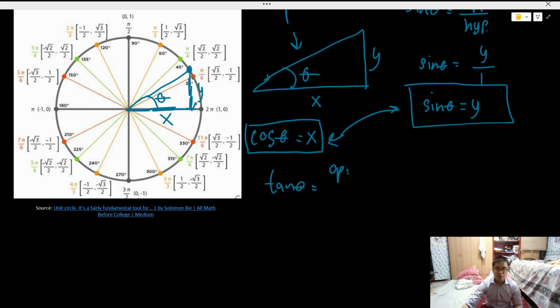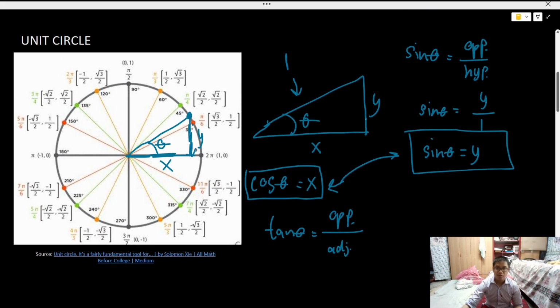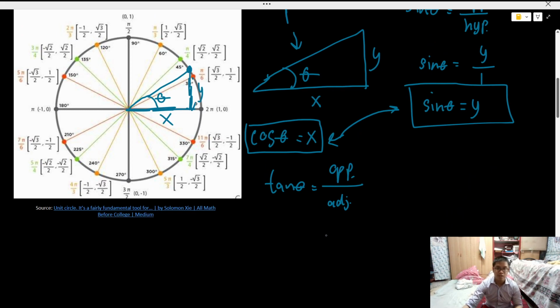It's opposites all over adjacent. Your opposite here is your y, and your adjacent is x. So, therefore, we can have tangent theta as y all over x. But you see, earlier we proved that y is equal to sine theta and your x is equal to cosine theta. So therefore, your tangent theta is equal to sine theta all over cosine theta.